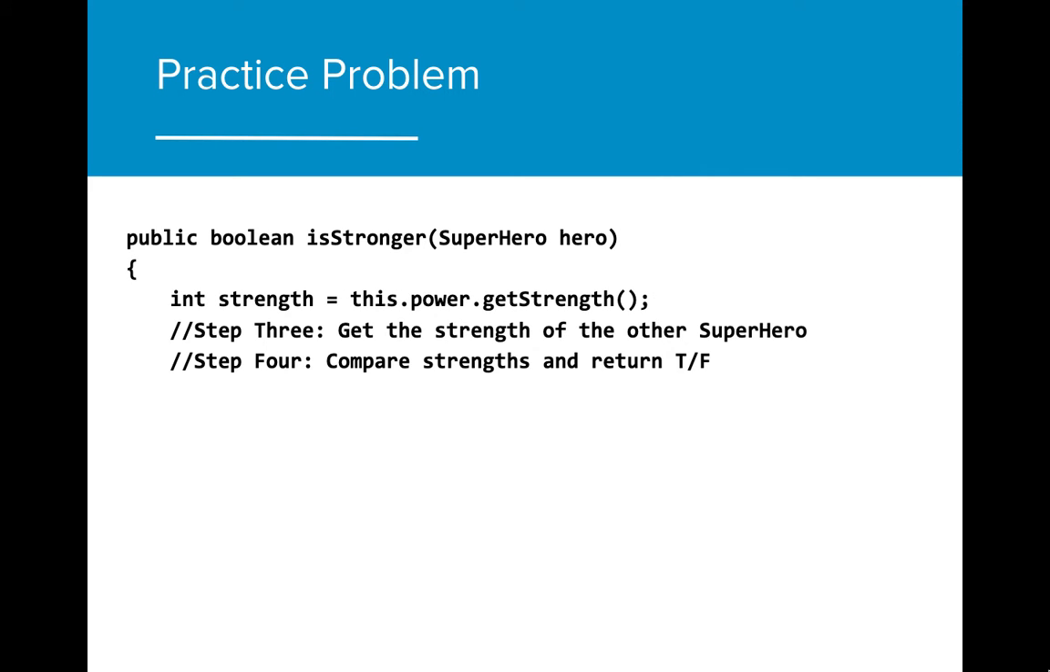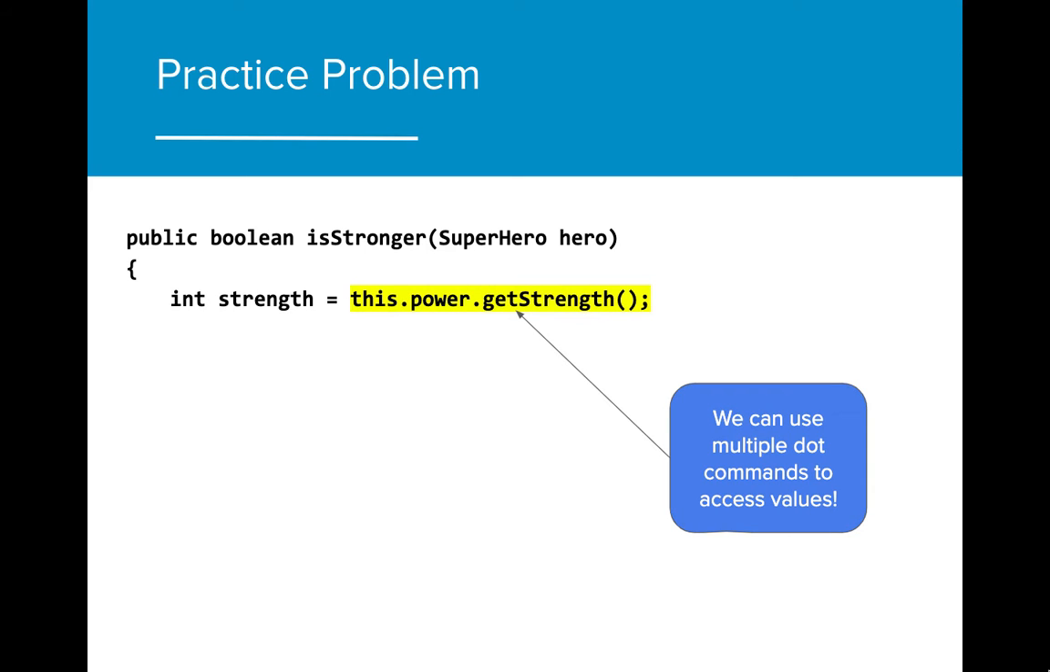Now we need to get the strength of the current object. We can do this by calling this.power to access the power object in the current superhero, and then calling getStrength on that power. It's important to note that we can make multiple dot calls in our programs. In this case, this.power.getStrength is calling the method getStrength on the this.power object.